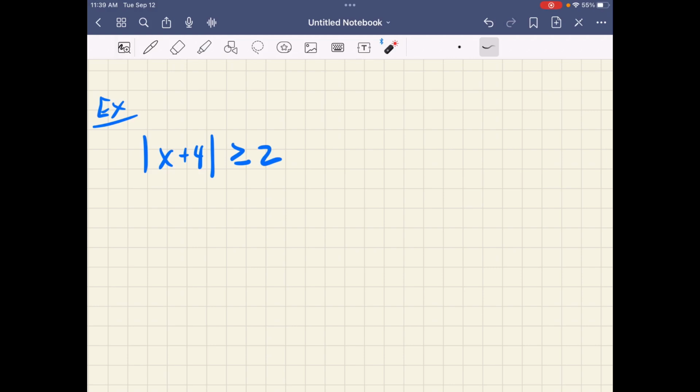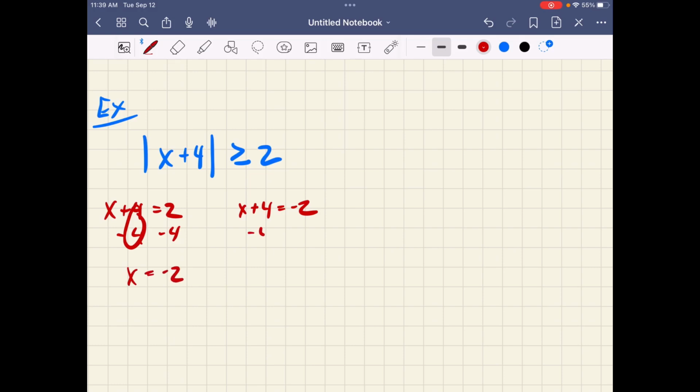So the absolute value bars, they are by themselves. So I'm going to go over here, I'm going to do a little side work. I want to find my numbers that I'm going to use to check, right? So I got x plus 4 equals negative 2 and 2. So now I have negative 2 and negative 6 are my points, right? So let's go back and create our number line. So now I have negative 6, negative 2, and then zero over here just for reference point, right?